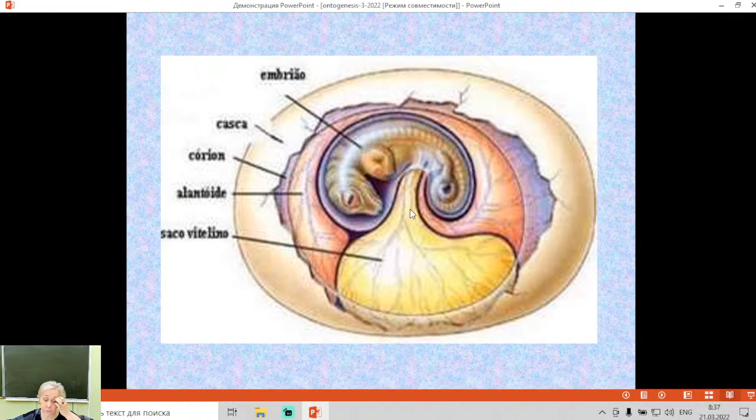And you see the extraembryonic organs on this slide too. You see the chorion, the embryo, the amnion, and what is this? Allantois. No, it's the yolk sac, and the allantois. What's this?